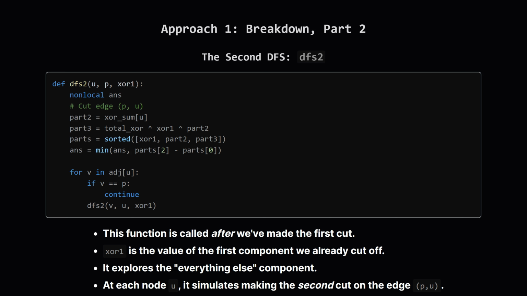As DFS2 traverses the remaining part of the tree, it pretends to make the second cut above every node it visits. For each of these potential second cuts, it calculates the 3 component values, computes the score, and updates our minimum answer if this score is better.